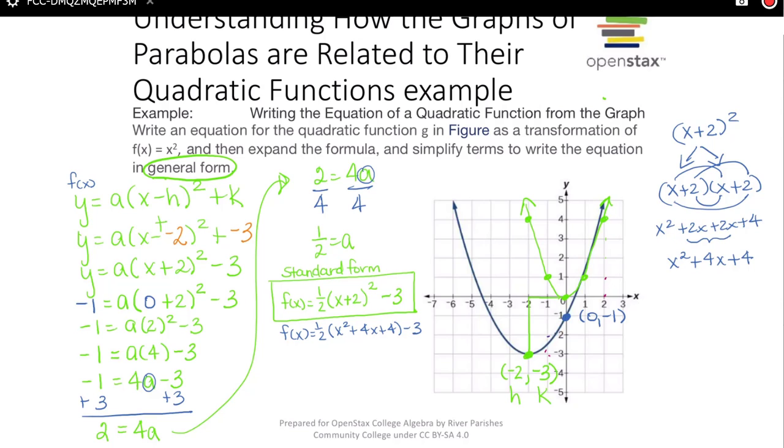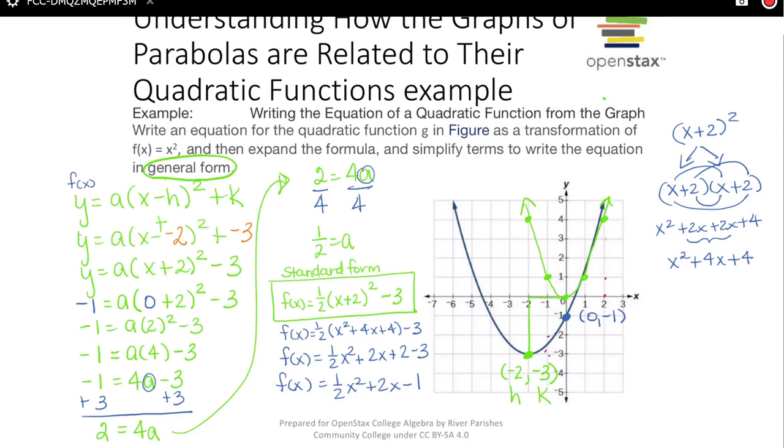So now we need to distribute the 1/2. So 1/2 times x squared is 1/2 x squared, plus 1/2 times 4x is 2x, plus 1/2 times 4 would be 2, minus 3. And then f of x is equal to 1/2 x squared plus 2x minus 1.